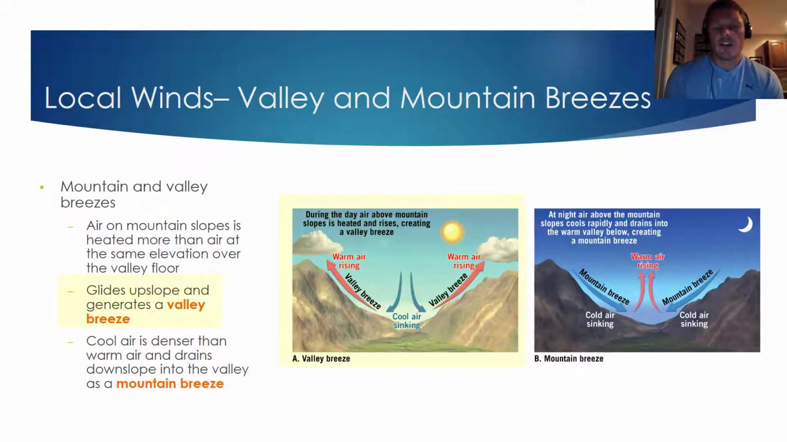So in summary, valley breezes occur when air on the mountainsides glides upslope after it's been heated, and valley breezes will occur during the daytime. But mountain breezes occur as the mountain slopes cool, and that cool, dense air that resides just over the top of the mountain slopes will sink and drain into the valley.